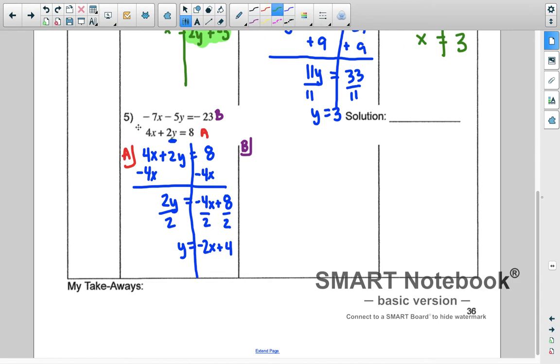All right, so now I'm going to go to equation B. And in equation B, we have negative 7x minus 5y. So negative 7x minus 5. And instead of y, I'm going to plug in what y was equal to. So in parentheses, negative 2x plus 4. And it equals negative 23.